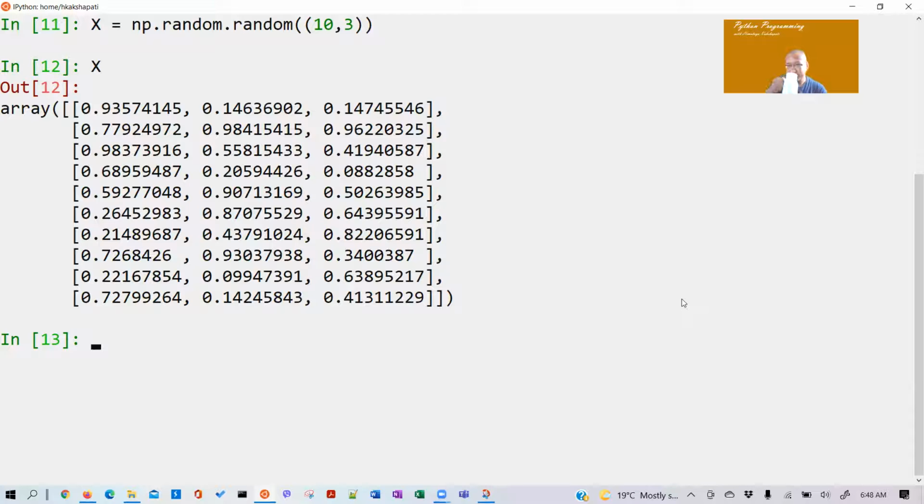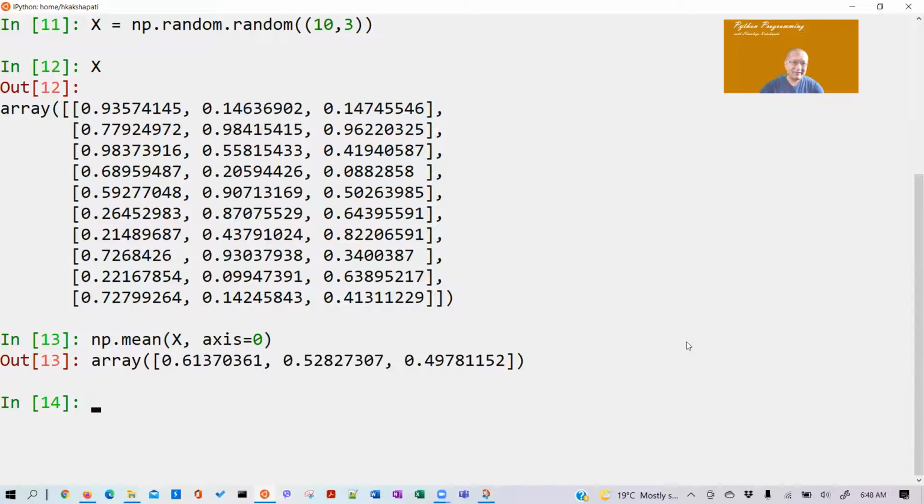Column's mean. np.mean(x, axis=0). Very good. So yes, np.mean(x, axis=0) because we want to do it on the columns. When we say row, axis is 0, you want to say column. So let's try this thing.